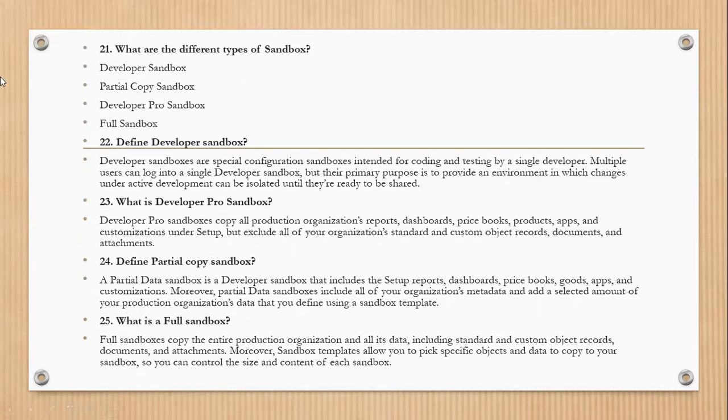Next question, what are the different types of sandbox? Developer sandbox, partial copy sandbox, developer pro sandbox, full sandbox. Next question, define the developer sandbox. Developer sandboxes are special configuration sandboxes intended for the coding and testing of a single developer. Multiple users can use a single developer sandbox, but the primary purpose is to provide an environment in which changes under active development can be isolated until they are ready to be shared.